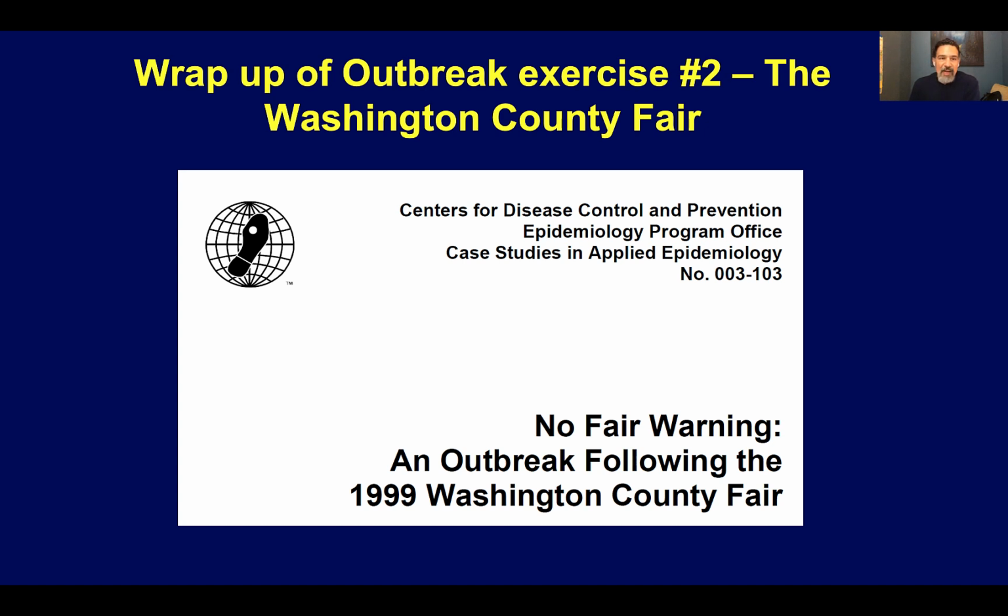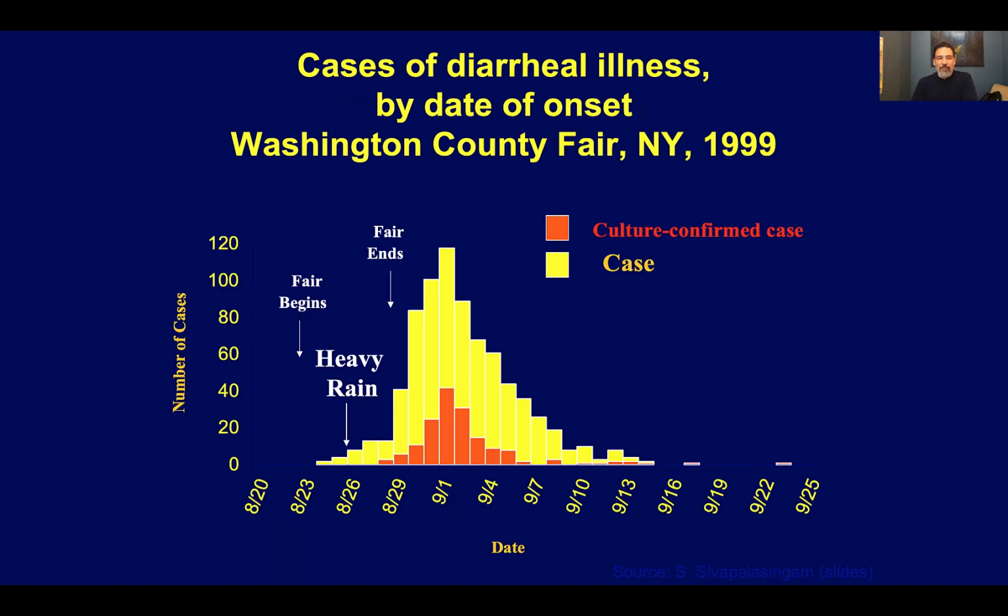Okay, so let's wrap up the outbreak exercise number 2, the Washington County Fair outbreak. You should have had an epicurve that looks like this, that shows the cases of diarrheal disease by date of onset after the Washington County Fair. And if you've annotated your curve, you would see that in relation to when the fair started, when there were heavy rains, and when the fair ended, and the cases that subsequently occurred. And in this epicurve, the investigators did stratify and shade the curve according to the degree of suspicion, whether they were a suspect case or a case that was confirmed by culture. You can get a sense here clearly that the epicurves of each of these different class categories in the case definition really mirrored each other pretty well.